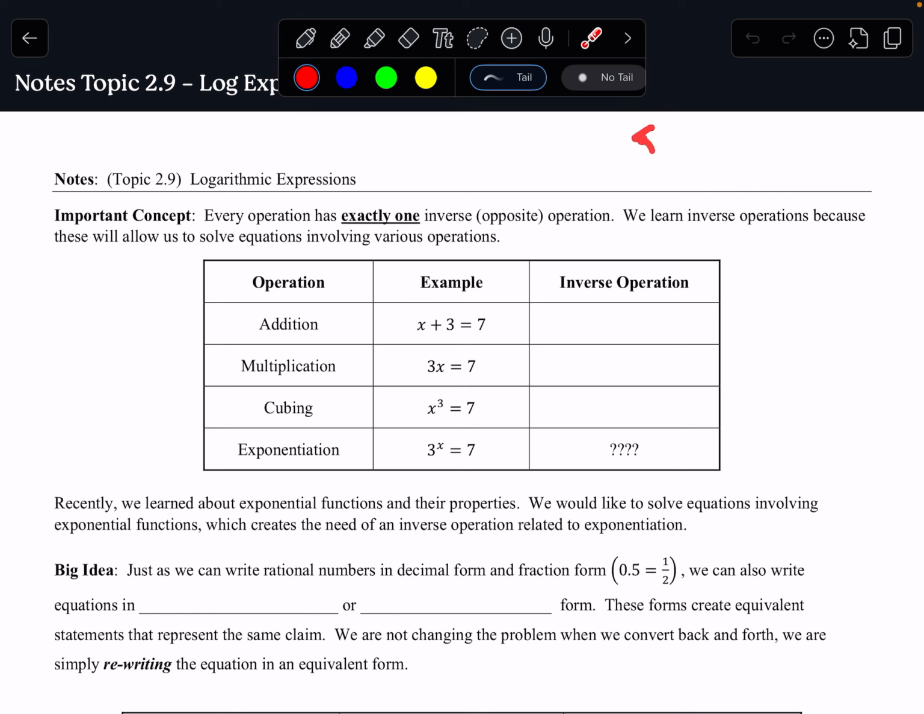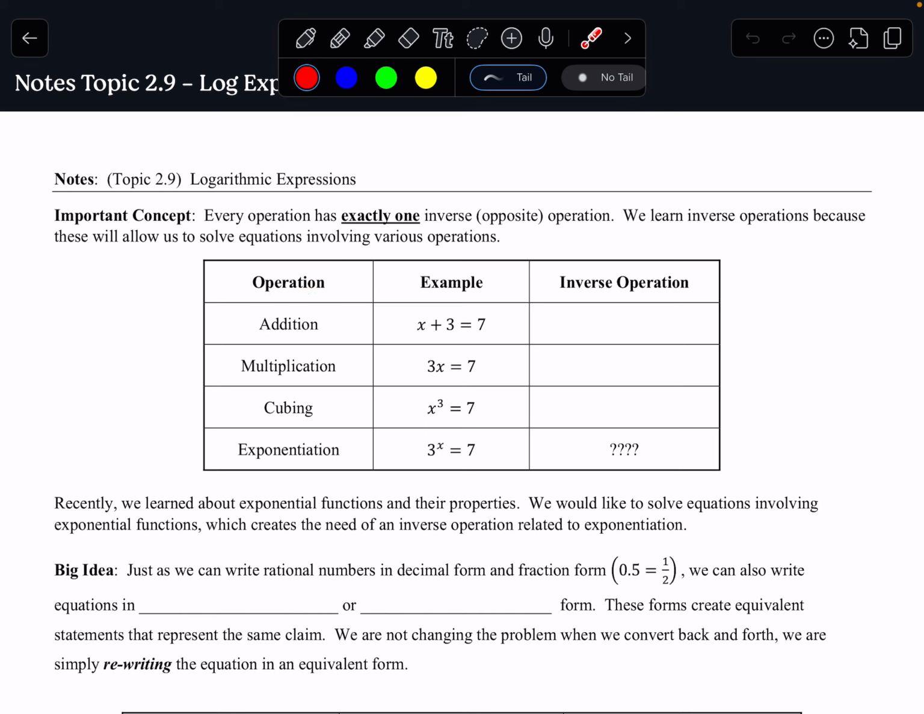Or if I had this equation, I have to do the opposite of multiplying by 5, which is dividing by 5. So in algebra, we're always doing the opposite. That's really important to keep in mind as we look at logarithmic expressions and exactly what we're doing here. So continuing this discussion on the inverse, let's look at some of these.